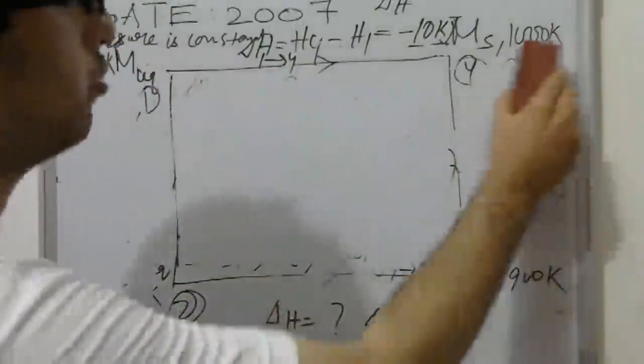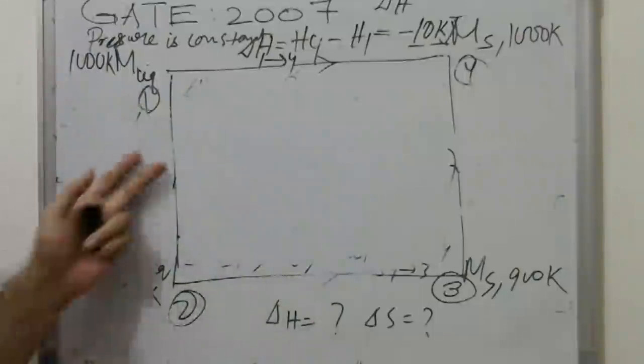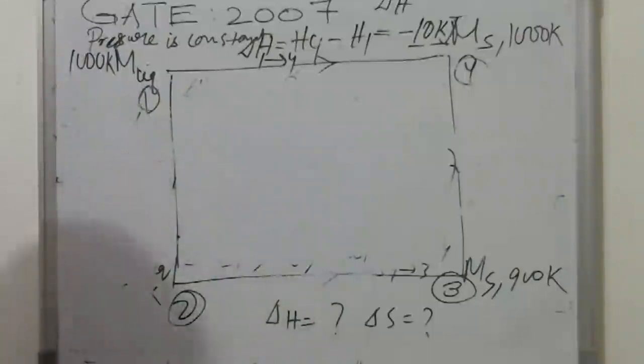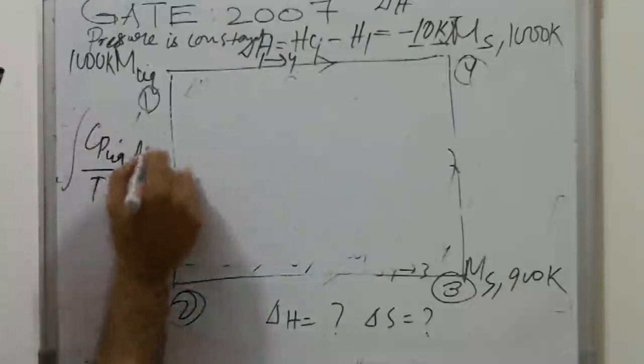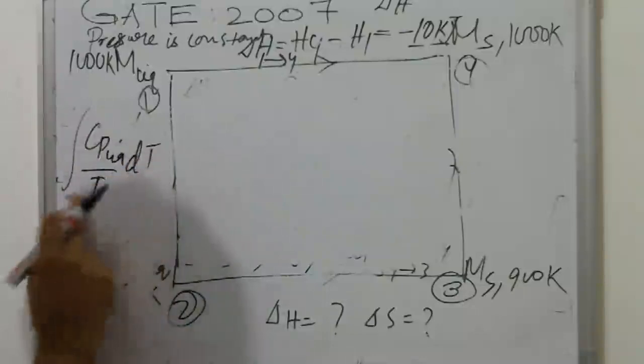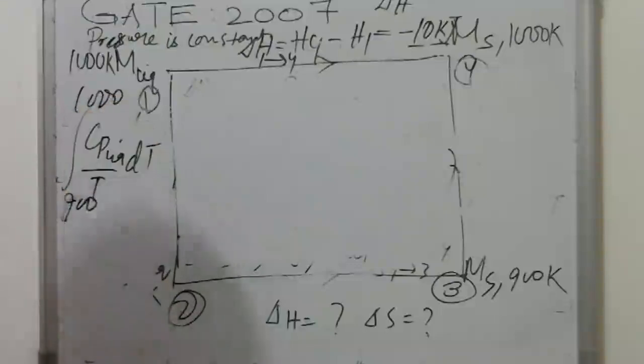You just try yourself. Just pause the video and try yourself. If you're not able to do that, just follow the video. So first thing, what is the calculation for entropy? Formula should be at your fingertips. So integration Cp by T dT. So integration Cp liquid by T dT, it's from 900 to 1000 K.